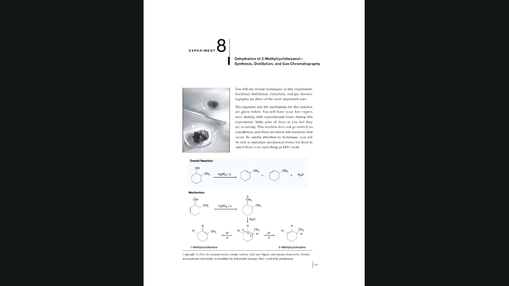We need 10 milliliters of methylcyclohexanol, 50 milligrams of Flask, and 3 milliliters of phosphoric acid and boiling chips. I already added the boiling chips, so I need 10 milliliters of the alcohol plus 3 milliliters of the phosphoric acid. I'm going to add the chemicals and bring it right back.